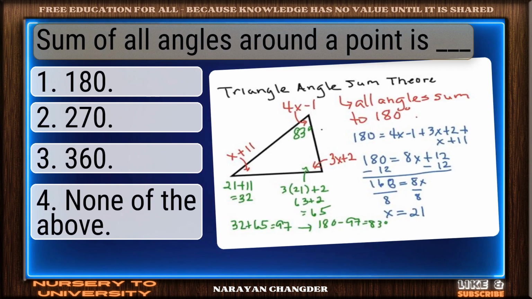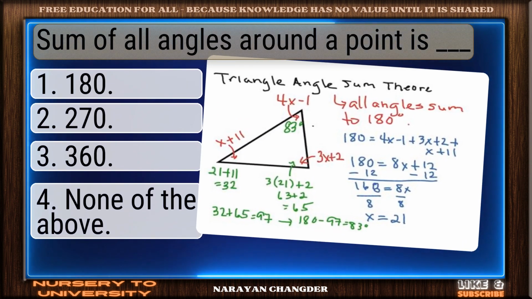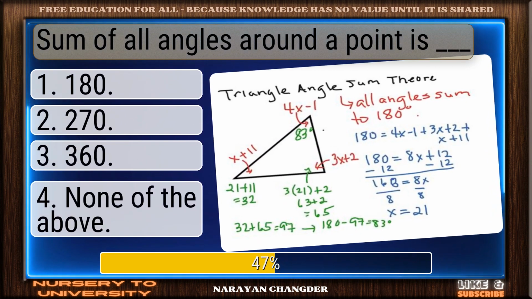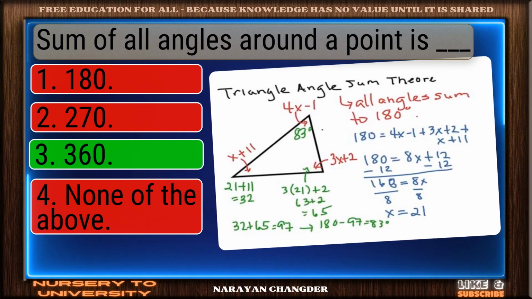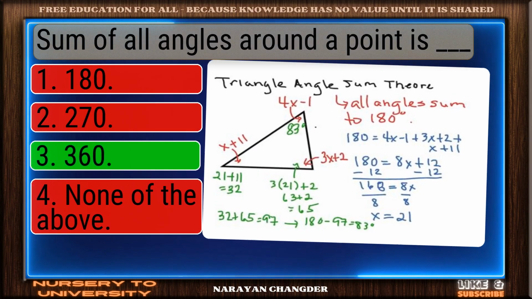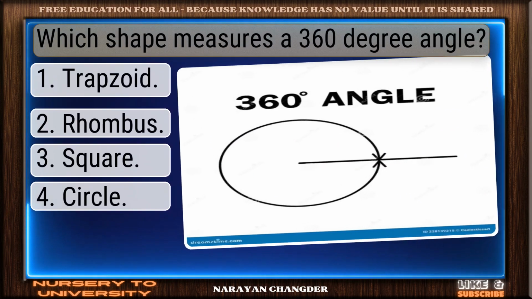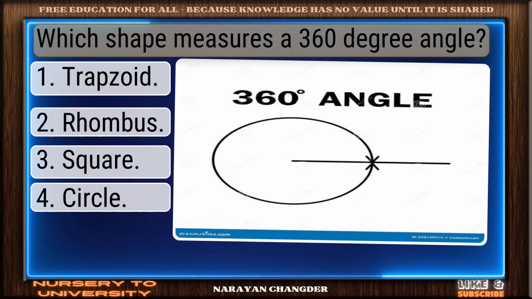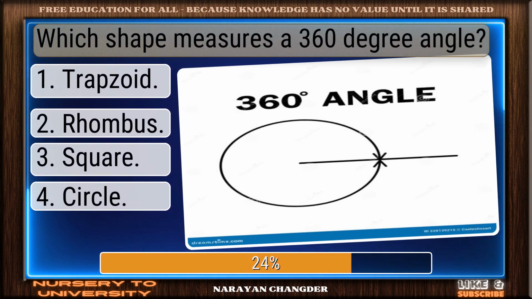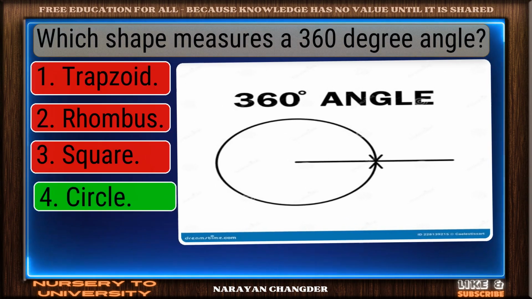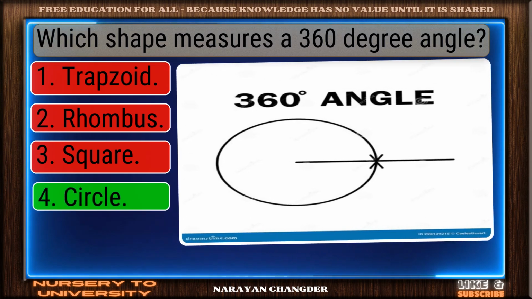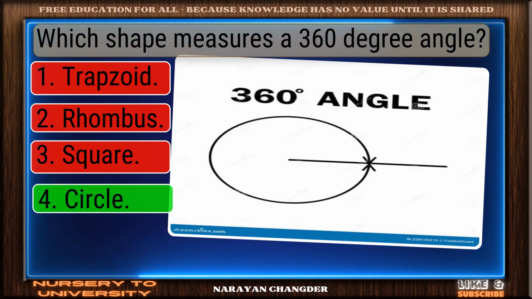Question number 229. Sum of all angles around a point is dash. Strong choice. 360 is the right answer. Question number 230. Which shape measures a 360-degree angle? Great thinking. Circle is the right choice.